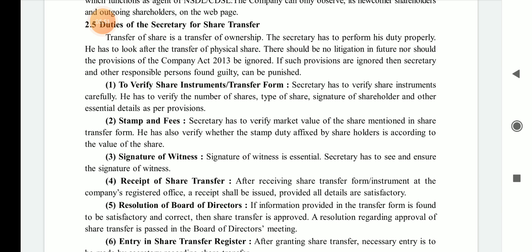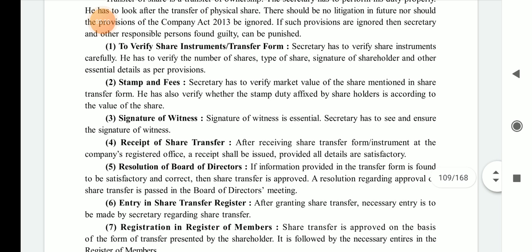Next one is the receipt of share transfer. After receiving the share transfer form at the company's registered office, a receipt shall be issued, provided all the details are satisfactory. See, if the transfer form is received by the company secretary and all the necessary details are completely verified and satisfactory, at that time the company secretary issues a receipt for the share transfer procedure.